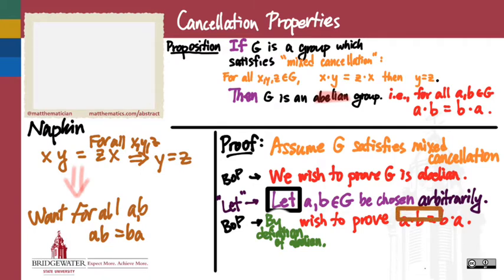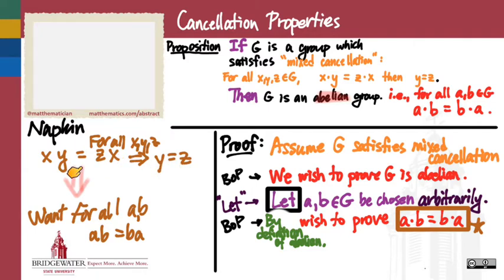We need to show that this thing is true. So how are we going to show that that thing is true? I'm going to put my focus on this. Since this is my burden of proof, this is the thing I want to work with. I don't want to go back to this equation, xy equals zx implies y equals z. I don't want to go back to that property.